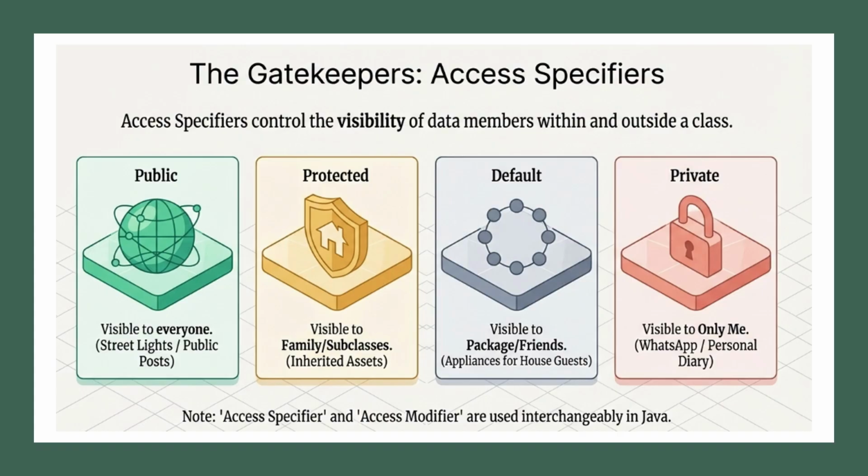Access specifiers determine who can see and use class members. Public, accessible everywhere. Protected, accessible within the package and subclasses. Default, accessible only within the same package. And private, accessible only inside the class. They help enforce data security and controlled access, ensuring that sensitive information is hidden while only necessary members are exposed.